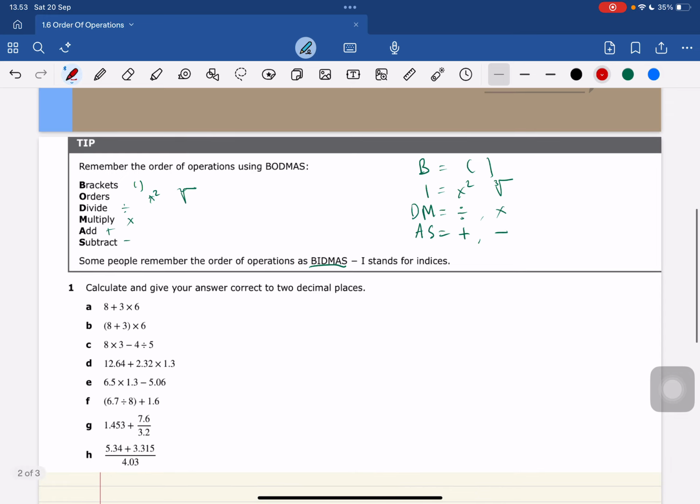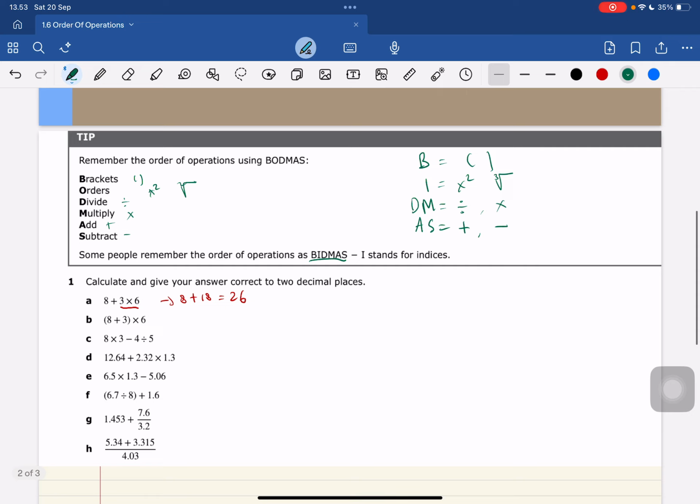Okay, number 1, calculate and give your answer correct to two decimal places. Okay, we got 8 plus 3 times 6, so we need to do the multiplication first. It's going to be 8 plus 18, which is 26. Next, there is bracket and multiplication. Start with the bracket. So this is going to be 11 times 6, equal to 66.